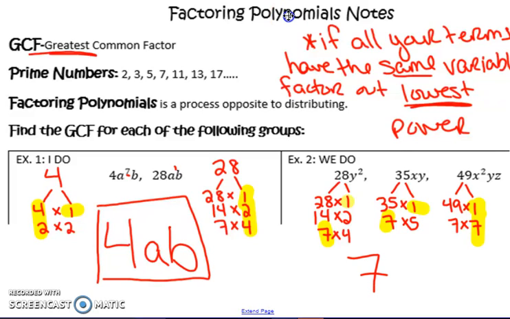Now, I want to look at my variables here. My first term has a y squared, my second term has an xy, and my third term has an x squared yz. They need to all have the same variable. So if I look, the only variable that they all have is y. So part of my GCF is going to be y. Well, I have to look for the lowest power. Well, my second term has a 1, and my third term has a 1. So it is just going to be 7y to the first power. We can't pull out an x or a z because not all the terms have an x and a z. In order to pull it out, every term needs to have the same thing.